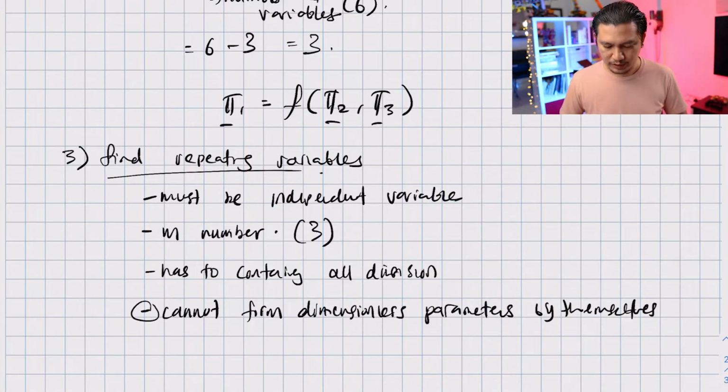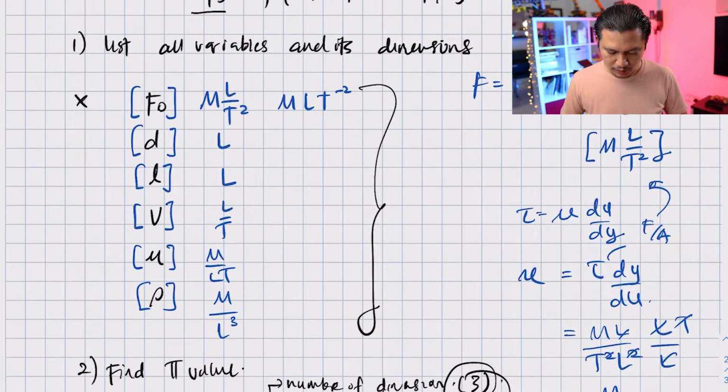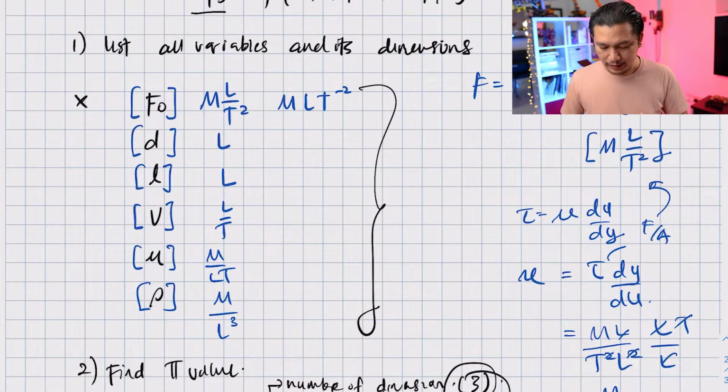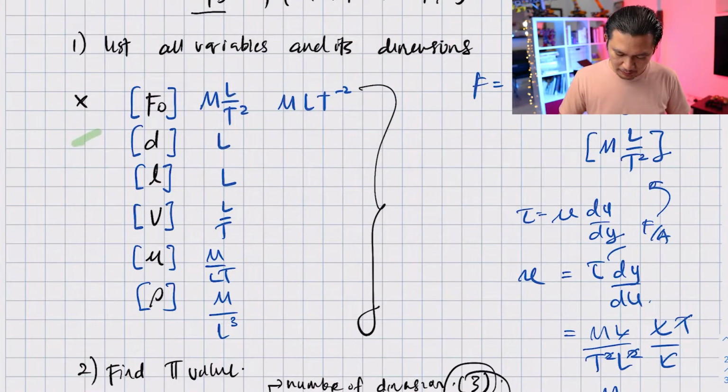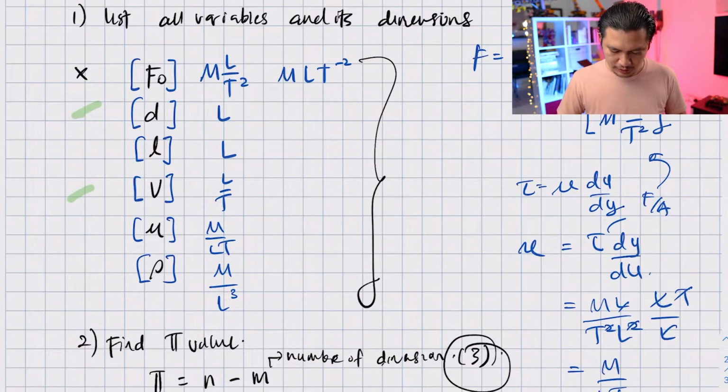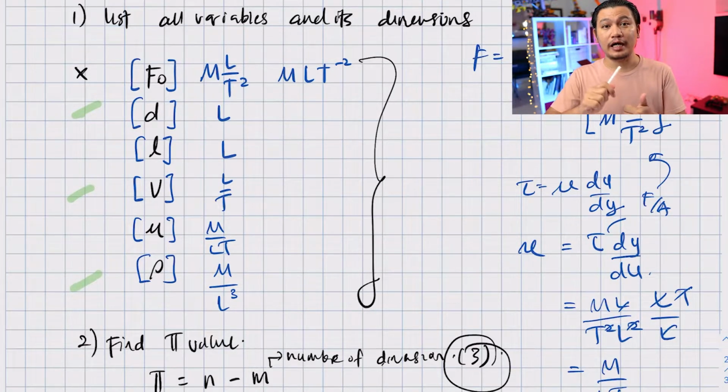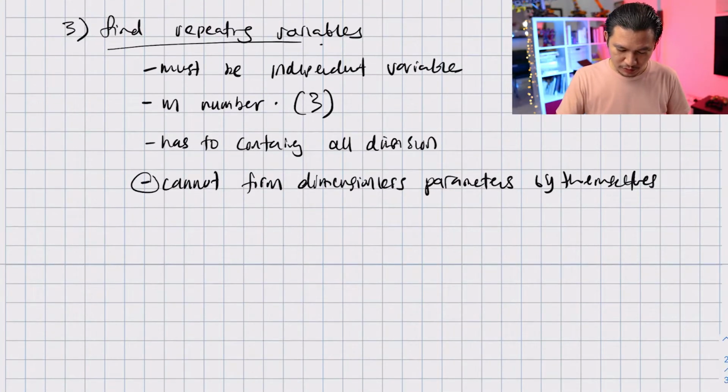Therefore, what these rules mean is that, let's take a look at our variables here, and let's see what we can select in order to fulfill all the rules. Okay, now I'm going to select D, and I'm going to select velocity and density. Now we're going to see how this diameter, velocity, and density falls into the rules that we have listed before. So my repeating variables are D, velocity, and also rho.